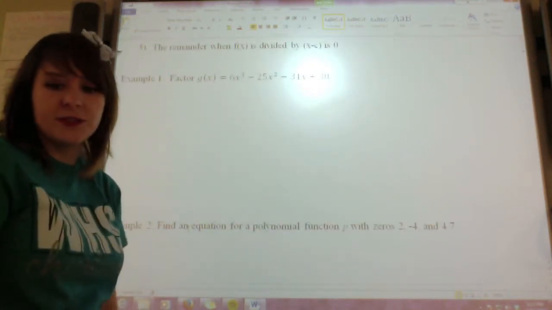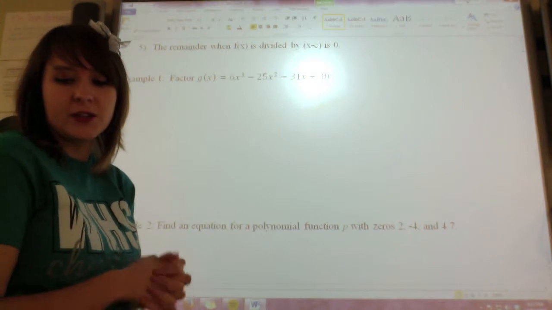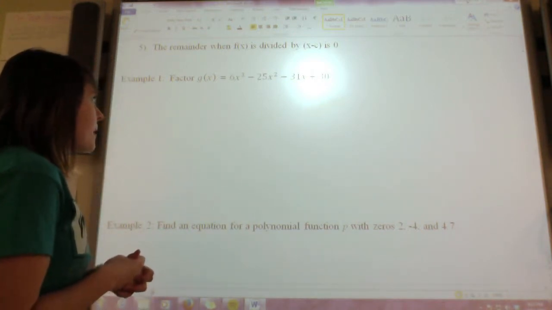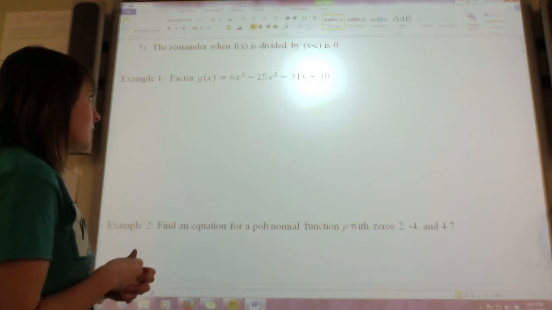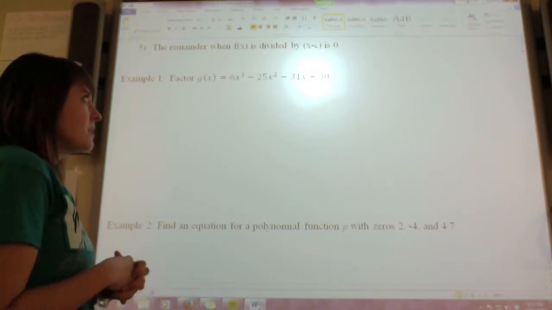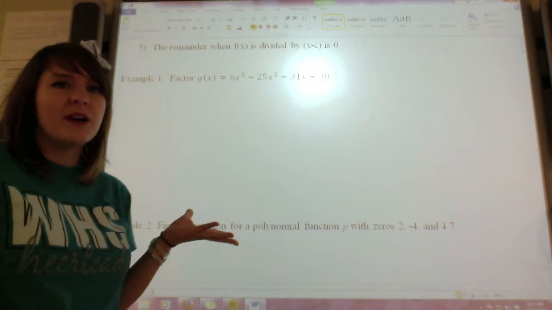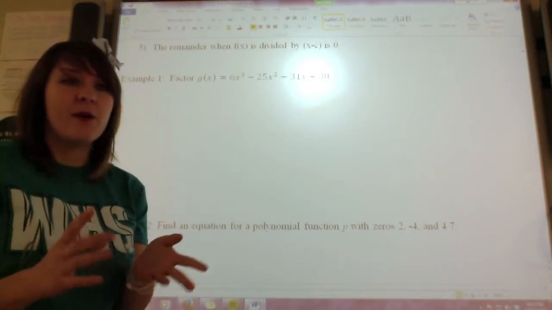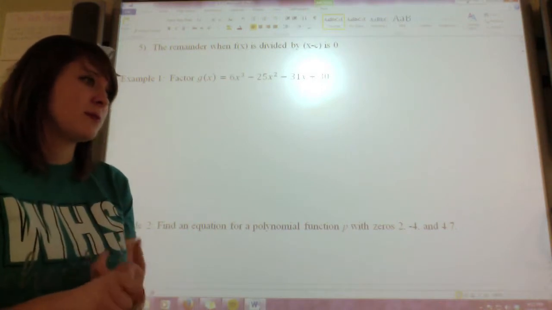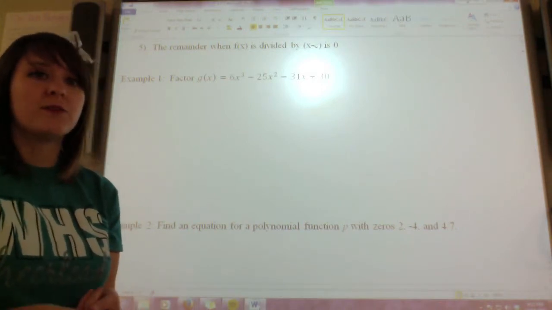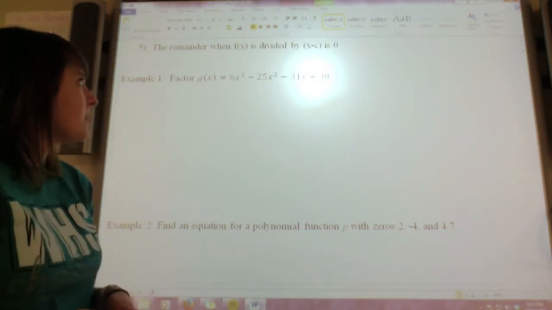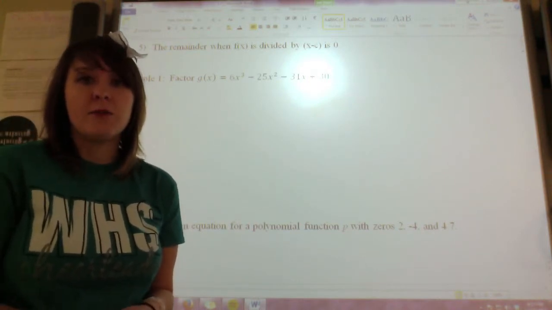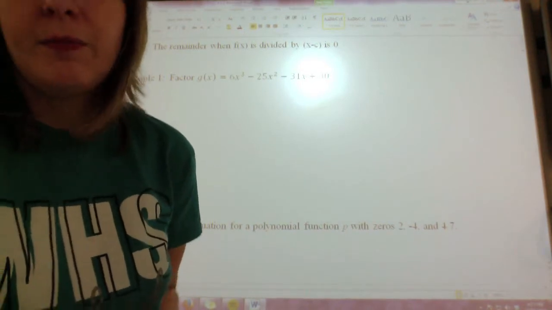So let's do this first example here. I want to factor 6x cubed minus 25x squared minus 31x plus 30. So where do I even begin? I'm not really sure. I could think about my difference of squares, my sum of squares, all those special factoring formulas, but honestly I don't think that's going to help me on this one. So a good place to start would be to start by graphing this function.